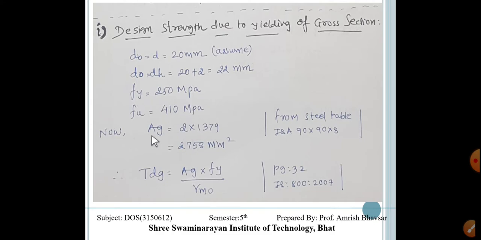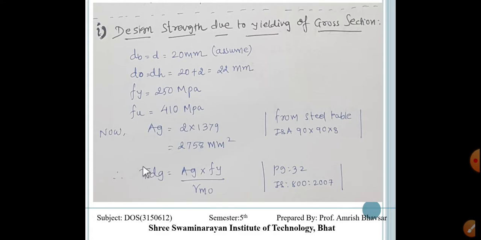Now the gross area Ag is 2 times 1379. 1379 is the area of a single angle that comes from the steel table, and here we have taken 2 angles, so multiply it with 2 and we will get 2758 mm square as the gross area.